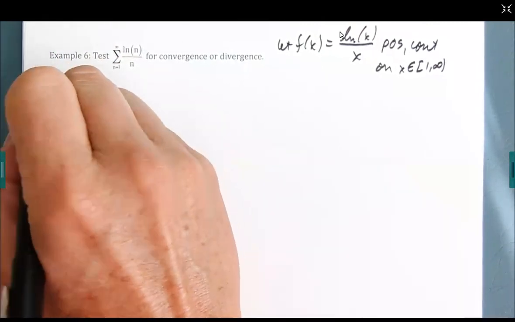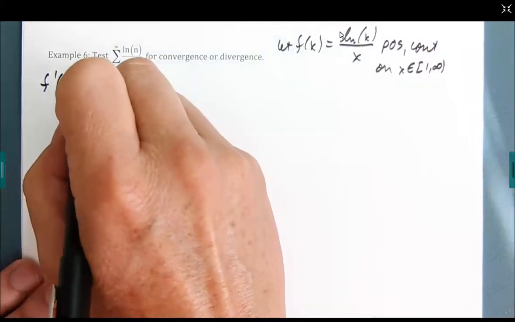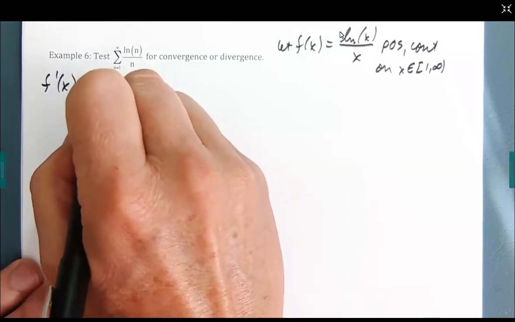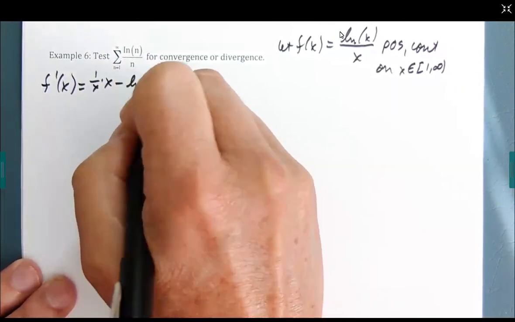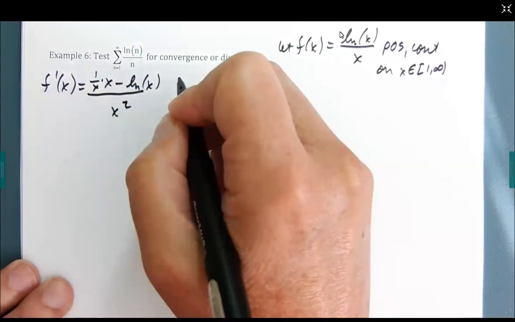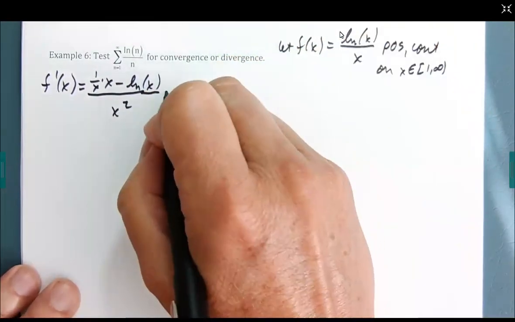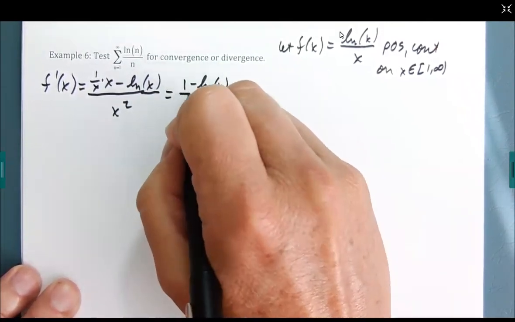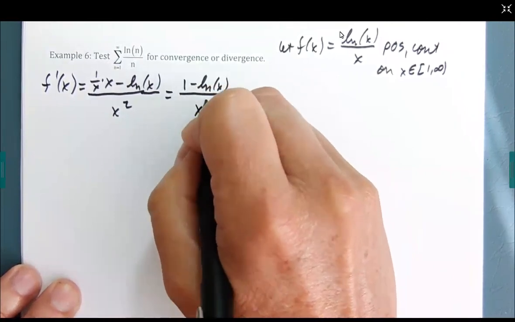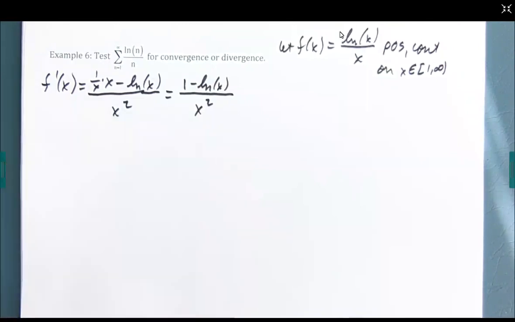So I'm going to take the derivative. And if the slope is negative, now this is going to give me a quotient rule here. So that's going to give me 1 over x times x minus ln of x over x squared. Which is 1 minus ln of x over x squared. Now the denominator obviously is always going to be positive, so that slope is going to be positive, which means we're good there.